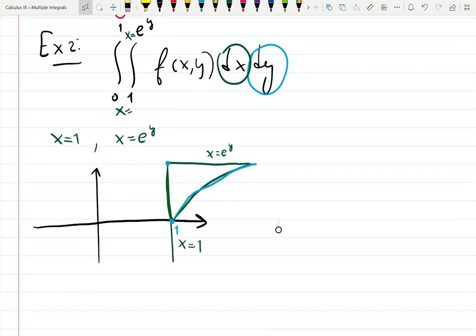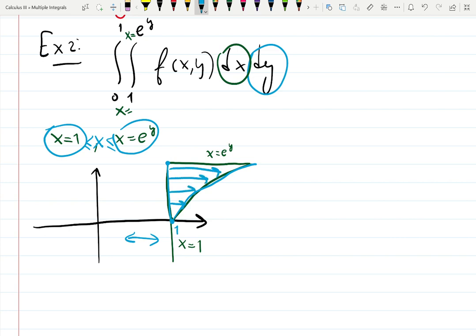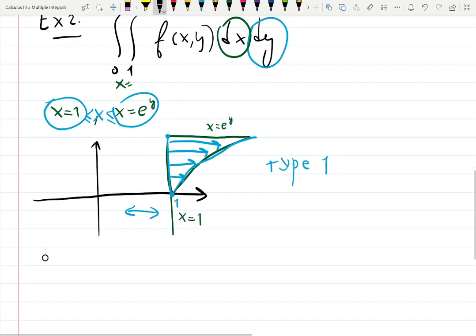So the idea is that x is running between these two, between 1 and e to the y. X is running from left to right. You have to keep imagining this. The smallest value of x is this line, and it keeps increasing like so. So the integral was top minus bottom, which is right minus left. That is type 1. We need to change to type 2.